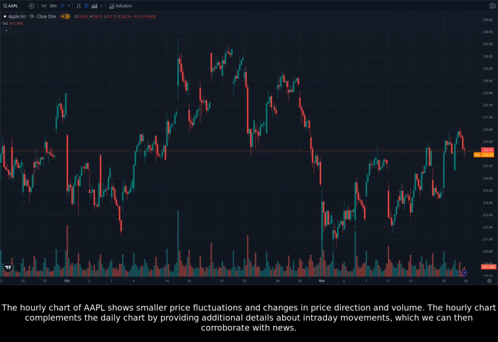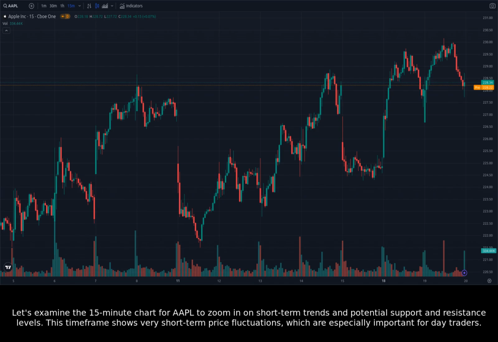The hourly chart of Apple shows smaller price fluctuations and changes in price direction and volume. The hourly chart complements the daily chart by providing additional details about intraday movements, which we can then corroborate with news. Let's examine the 15-minute chart for Apple to zoom in on short-term trends and potential support and resistance levels. This time frame shows very short-term price fluctuations, which are especially important for day traders.